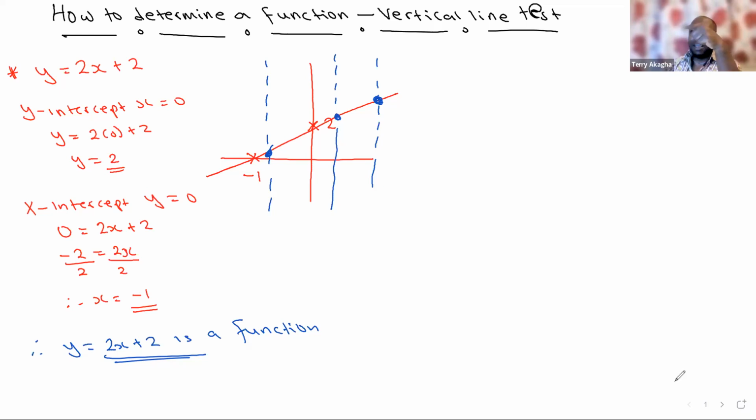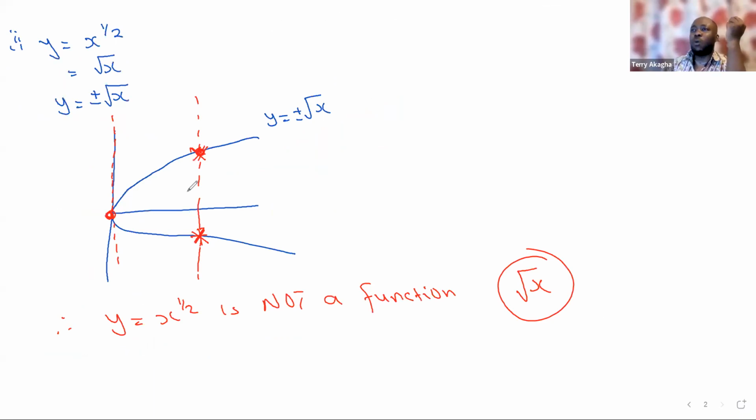Now, if you look at this example I had here, y is equal to 2x plus 2, okay? You see that it only cuts at just one point. That's why it's called a function. But when we had y is equal to square root of x, when we draw the graph, you can see it cuts the curve at more than one point. So therefore, it's not a function. Okay, that'll be that for that.